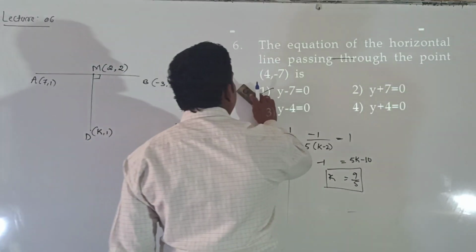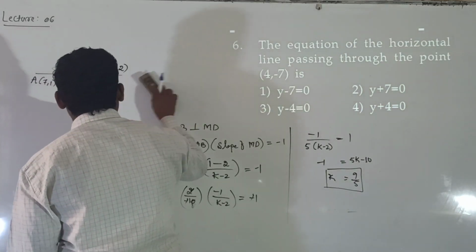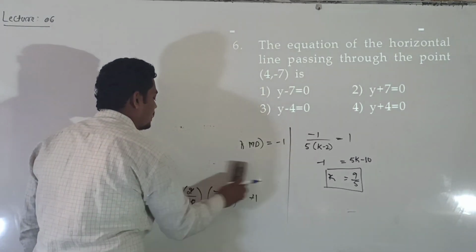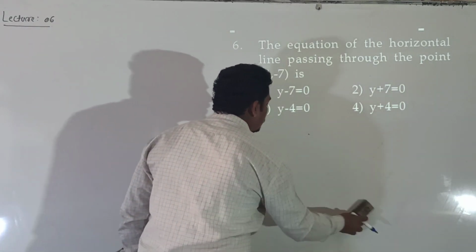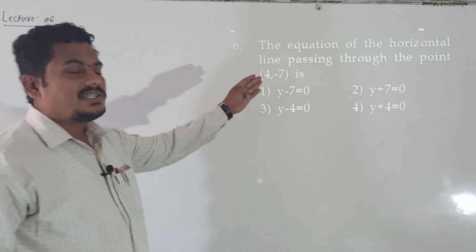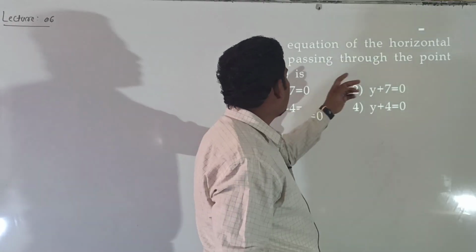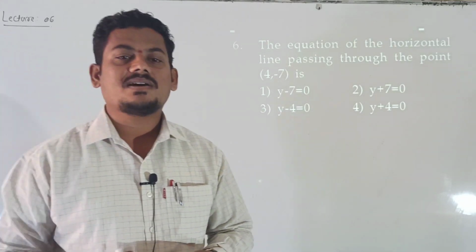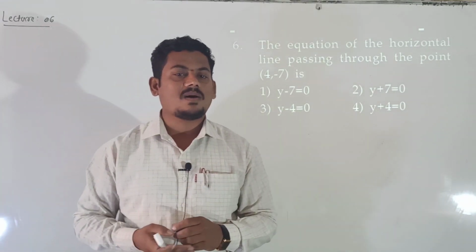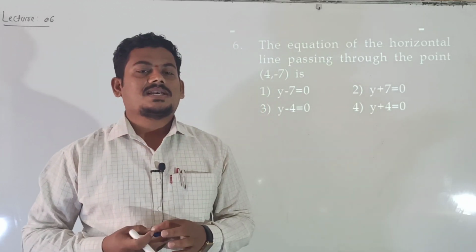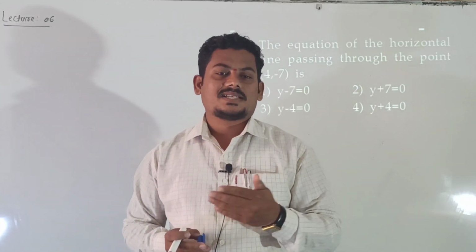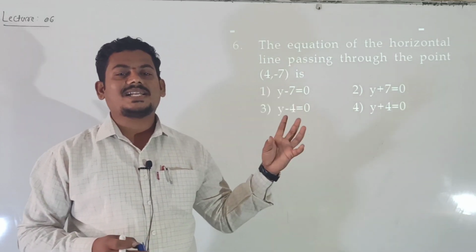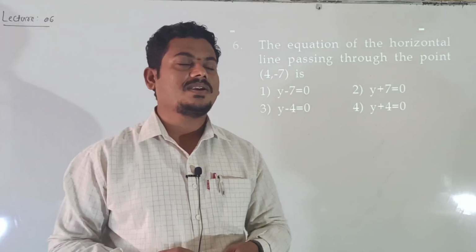6th one, equation of a horizontal line. Already you know the definition of a horizontal line, right? Equation of the horizontal line passing through the point 4 comma -7. Horizontal line means you already know the definition of horizontal line as well as vertical line and oblique line. Horizontal line means a straight line parallel to the x-axis. Vertical line means a straight line parallel to the y-axis. In this case the horizontal line is clearly parallel to the x-axis.